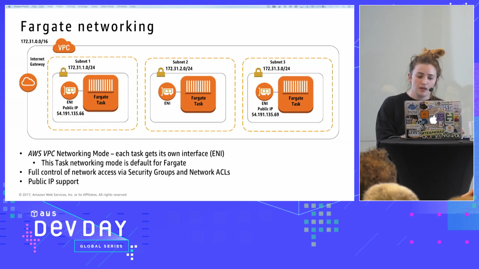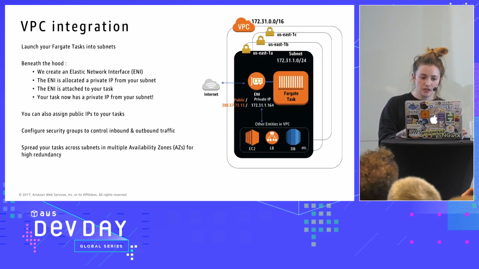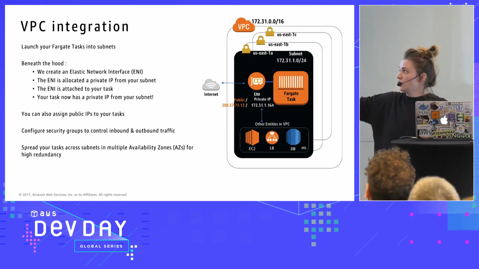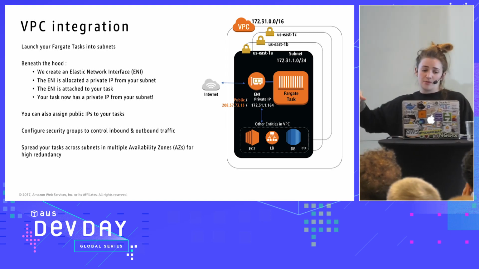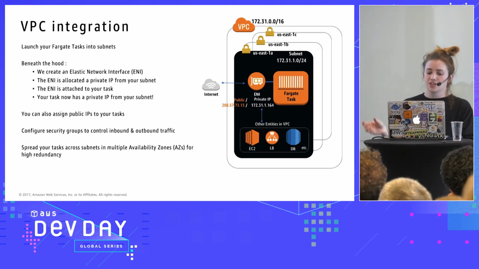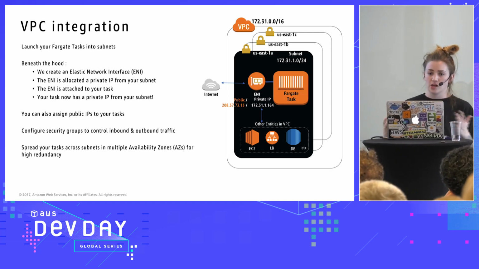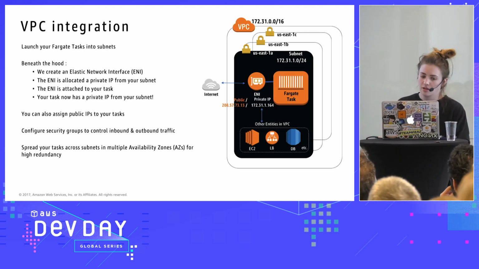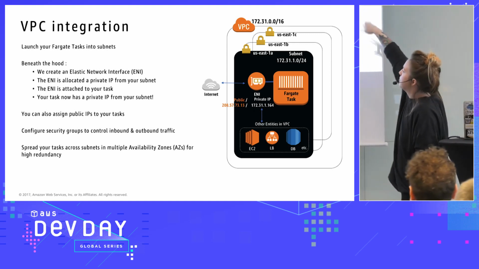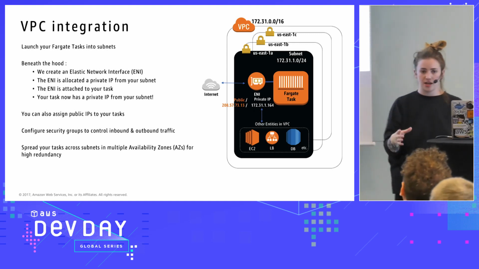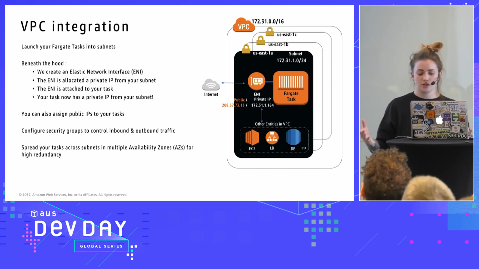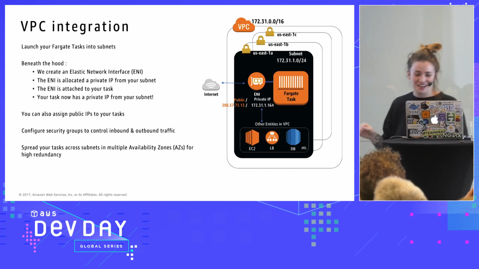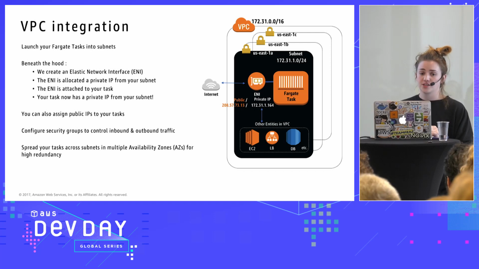It supports public IP. The way that it ends up looking is when you launch your task into subnets, we create that ENI for you. We allocate it a private IP from that subnet that you launched it into. The ENI gets attached to the task, and then that private IP now belongs to the task. So private IP per task. You can also assign it a public IP. Security groups are what does the inbound and outbound access, but you go across subnets and across multiple availability zones. It's a little hard to see from the diagram because there's a lot of stuff going on in there. But start with a private IP. You can also assign a public IP.